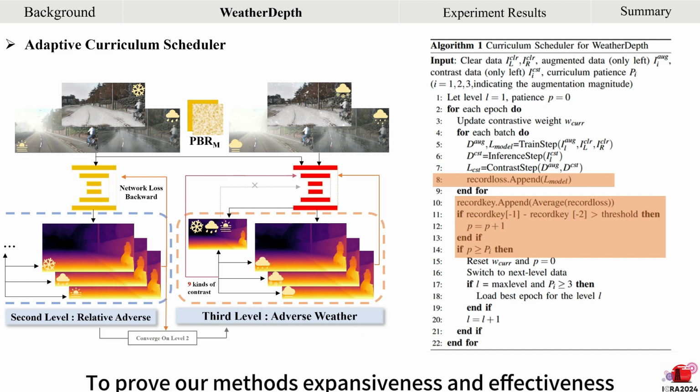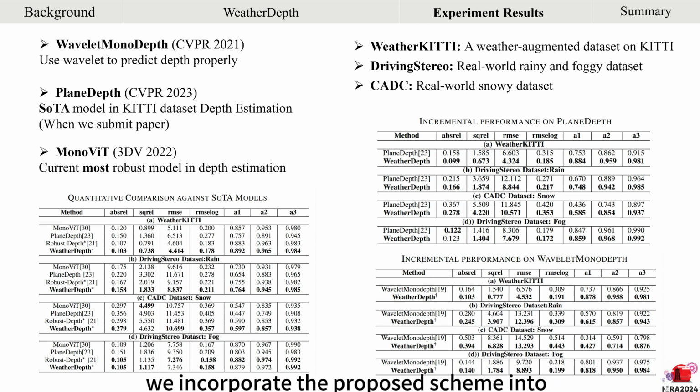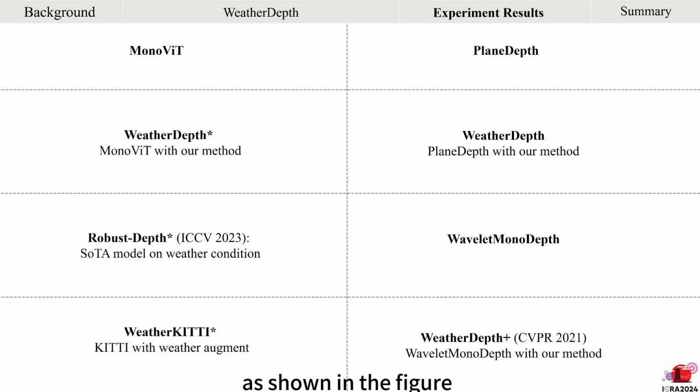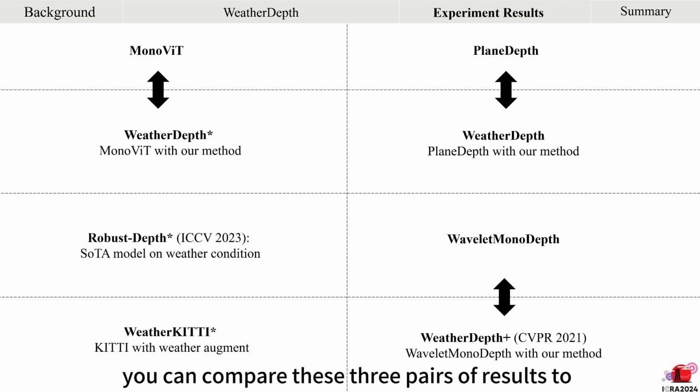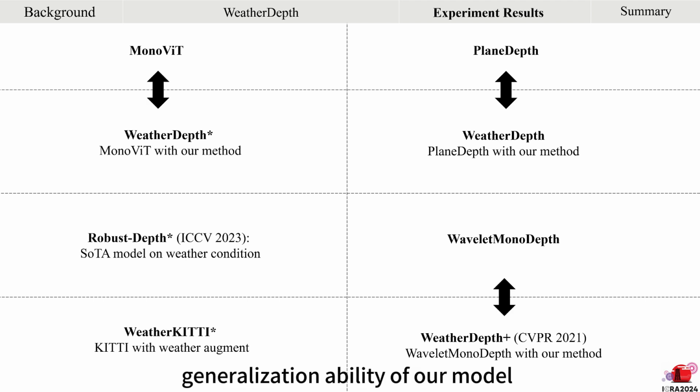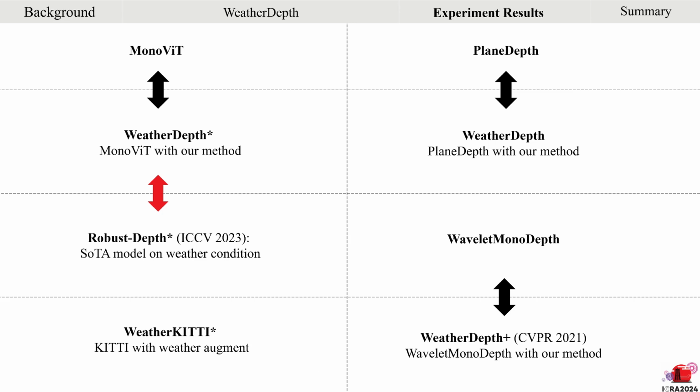To prove our method's expansiveness and effectiveness, we incorporate the proposed scheme into 3 baselines with huge differences and make extensive experiments on 1 synthetic and 2 real datasets. The quantitative results are shown in the following tables, and you can pause the video for details. This video mainly shows the qualitative results. On WeatherKitty, our following demonstration will be as shown in the figure. You can compare these 3 pairs of results to observe the effectiveness and generalization ability of our model. Also, you can compare this pair of results to see how our model performance surpasses current state-of-the-art models.